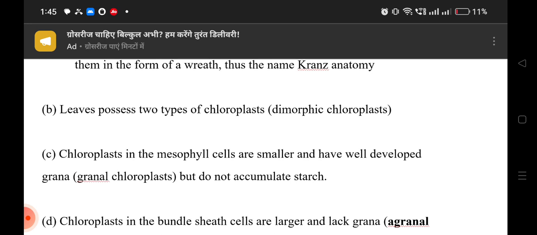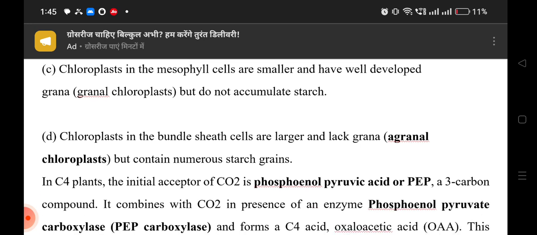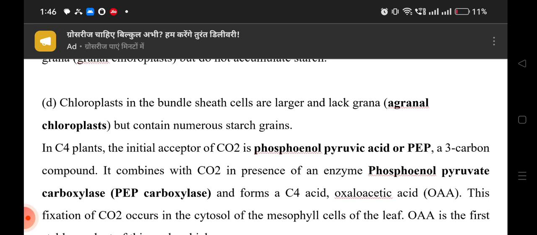As studied earlier, they have dimorphic chloroplasts, two types of chloroplast. In one type, in the mesophyll cells, the chloroplasts are smaller and have well developed grana, called granal chloroplasts. In the second type, in the bundle sheath cells, the chloroplasts are larger and lack grana. Grana are the stacks, each consisting of stacks of thylakoids. If you remember the structure of the chloroplast, these lack grana but contain numerous starch grains.